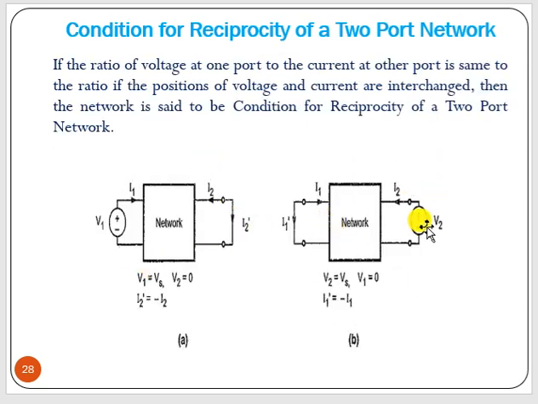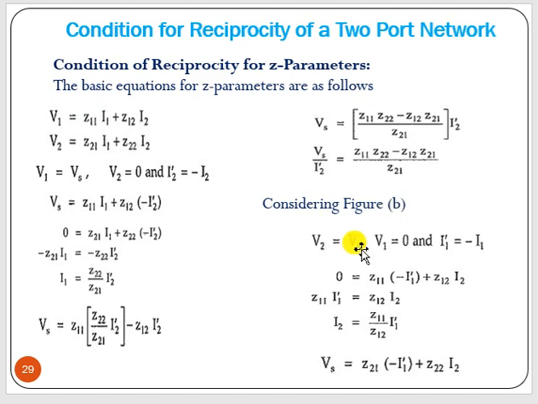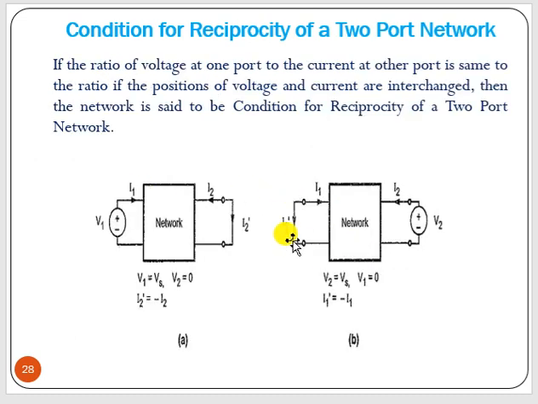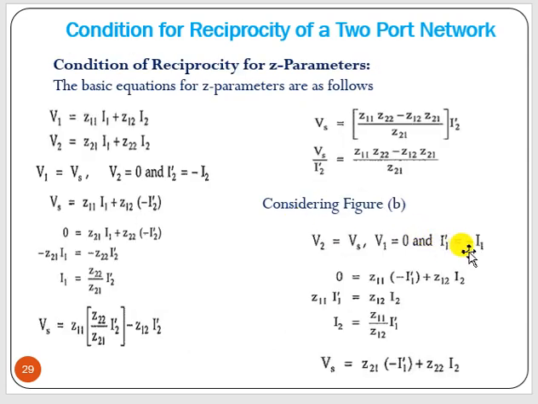Now figure B, V2 equal to Vs. Okay. V1 is short circuited, equal to 0, and I1 equal to minus of I1 dash, or I1 dash equal to minus of I1. Now we can put this into the first V1 equation. So 0 equal to this particular expression, and you can find out what is the value of I2. Okay.